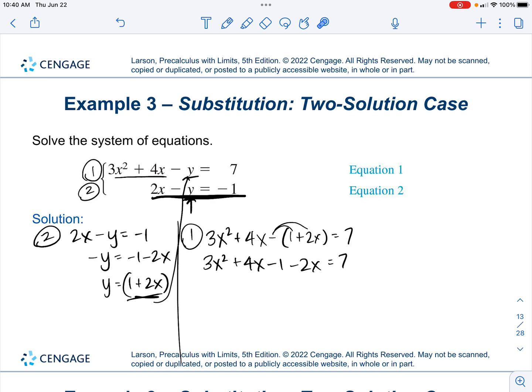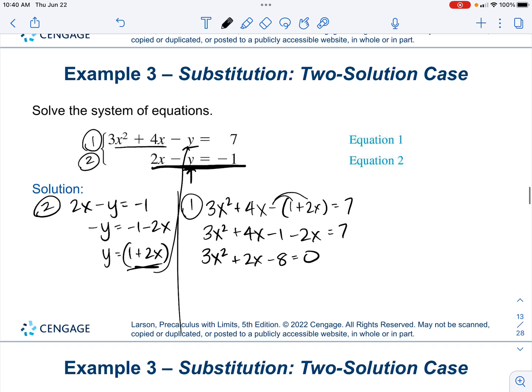I can solve with factoring. I can solve with the quadratic formula. It just depends on how this shakes out. I'm going to try to solve by factoring and see if it works. So I'm going to combine like terms. 3x squared, 4x minus 2x would be plus 2x. Subtract 7 from both sides, minus 8. So when you factor, you get everything on one side, and then set it equal to 0 and try to solve it.